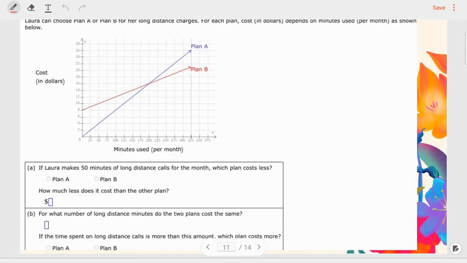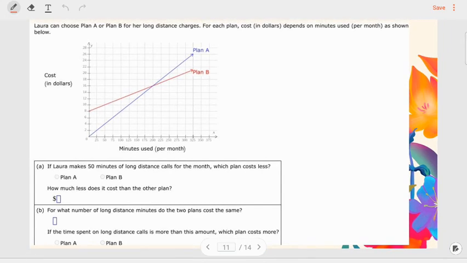Okay, last example. Laura has to choose plan A or plan B for her long distance charges. She wants to call somewhere far, far away, so it's going to cost her more than just a normal phone plan. For each plan, the cost in dollars depends on the number of minutes used per month as shown below. Plan A is this blue line. For 0 minutes, she's not going to pay anything for plan A, but for plan B, for not using the phone at all, it's going to cost her $8.